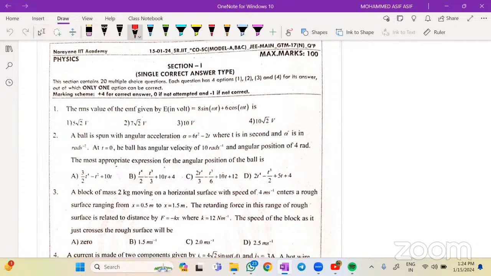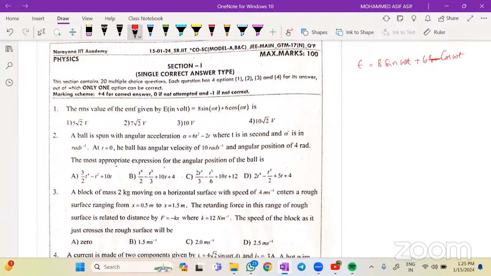So the first question: the RMS value of the EMF given by E equals 8 sin omega t plus 6 cos omega t will be equal to how much? We have been given the EMF, E equals 8 into sin omega t plus 6 into cos omega t, isn't it? So for the peak value, make sure that you convert this one.